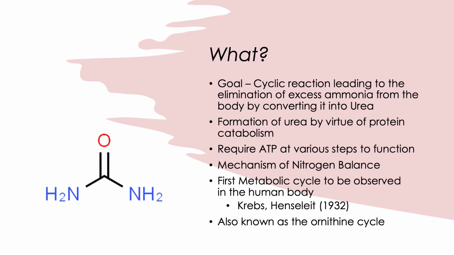The urea cycle is a cyclic reaction that removes excess ammonia from the bloodstream and converts it into water-soluble urea, which can be effectively excreted through the action of the urinary system within the human body. And it is a mechanism of nitrogen balance as well within the human body.